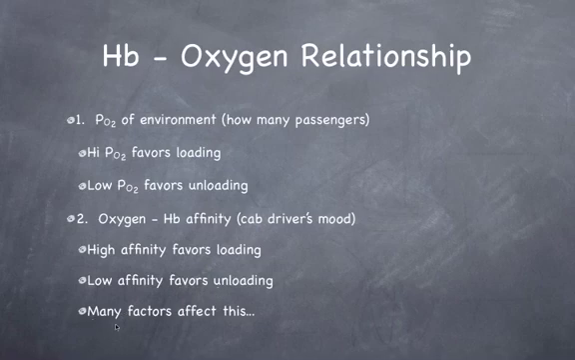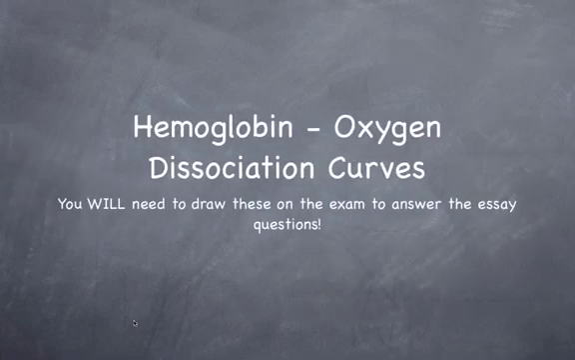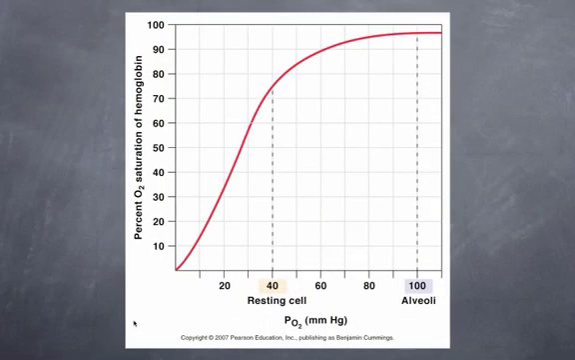So what determines mood, basically, or affinity, is a lot. And the only way to really answer this question and to really understand what's going on is to look at everybody's favorite thing, the hemoglobin-oxygen dissociation curves, and you will need to draw these, so make sure you understand how they work. This is a hemoglobin-oxygen dissociation curve.